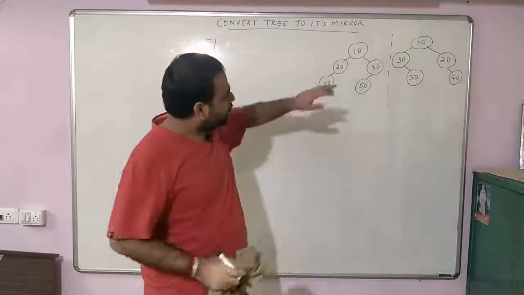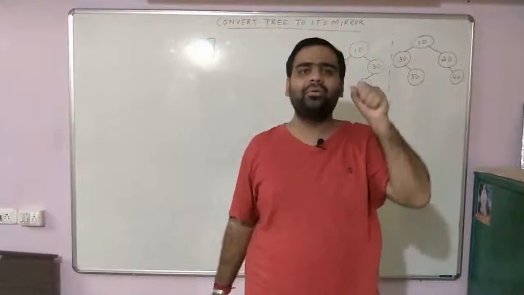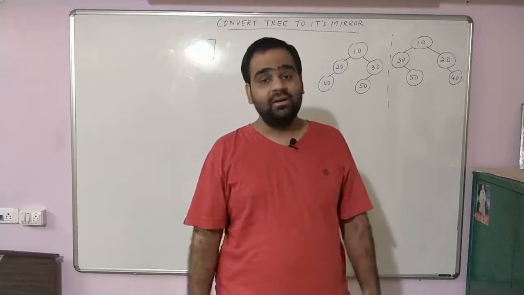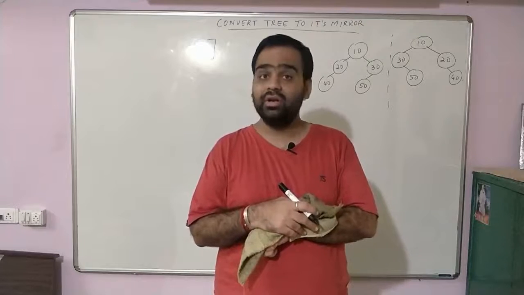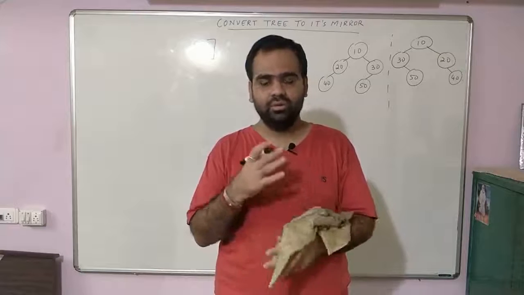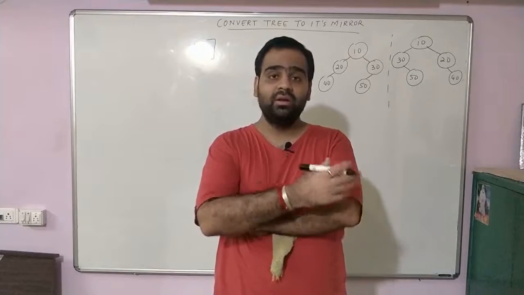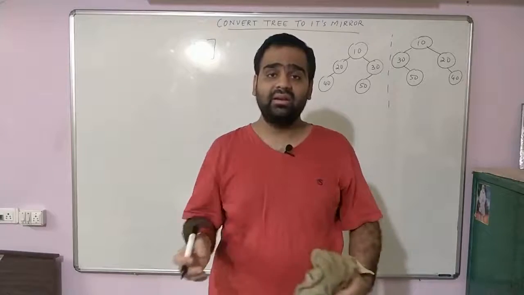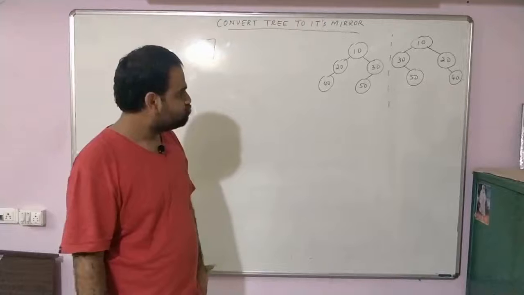Therefore, the root does not change, right? If there is only one node, then the top node remains as it is. But the subtrees of root will change. Now the tree is represented by what? The root pointer. Now in this case the root pointer does not change. Now what is the input? Input is a tree, and that tree I want to convert into its mirror image.